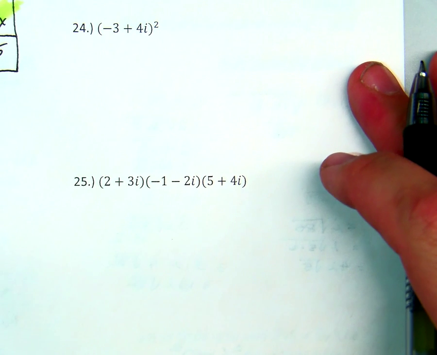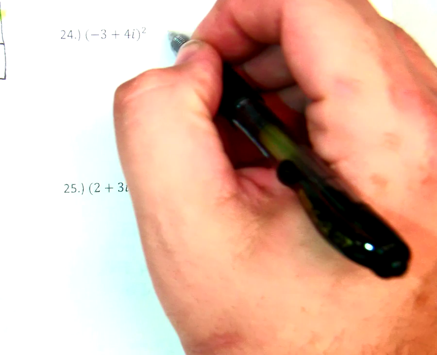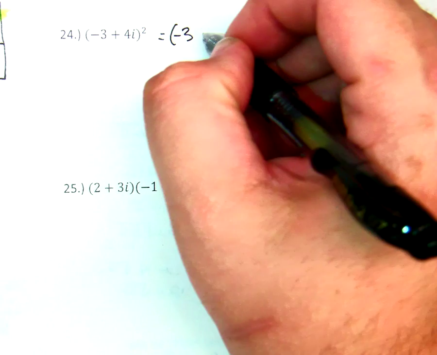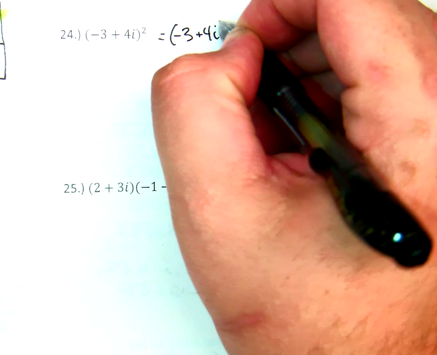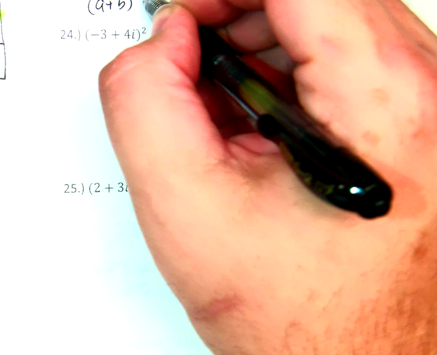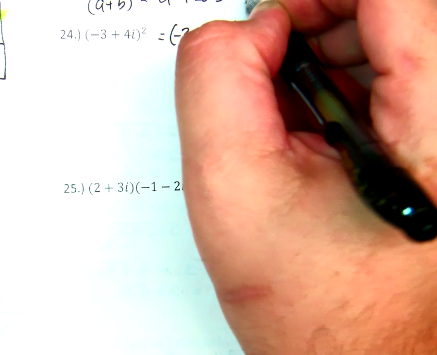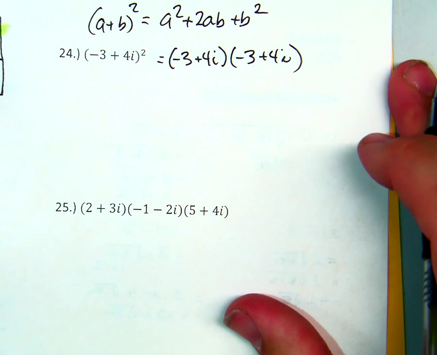All right, 24 is really negative 3 plus 4i times negative 3 plus 4i. Or if you remember a plus b quantity squared, a squared plus 2ab plus b squared. Either way, it's going to work out the same. I'll FOIL again.